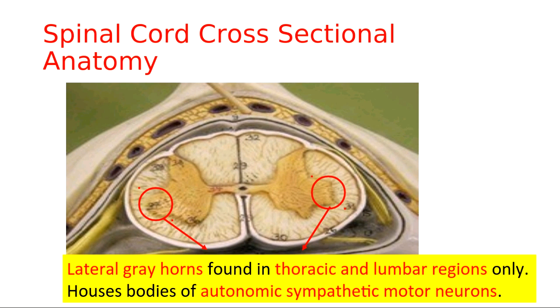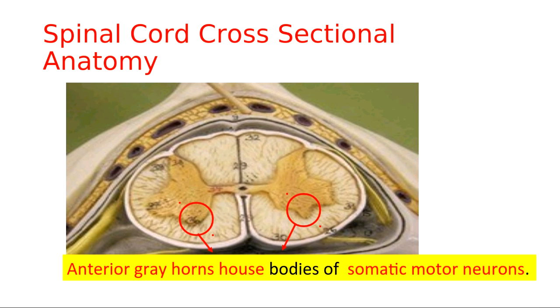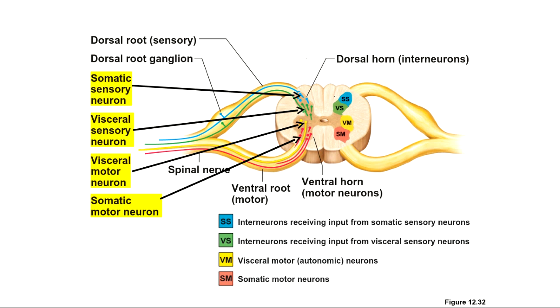So lateral gray horns are autonomic sympathetic motor neurons, and they're found in the thoracic and lumbar regions because that's where sympathetic neurons are found. Anterior gray horns are somatic motor neurons, and they're found throughout the spinal cord. And again, this is showing you the same information: sensory from the back, visceral from the posterior gray horns, and motor is leaving from the lateral gray horns and anterior gray horn.